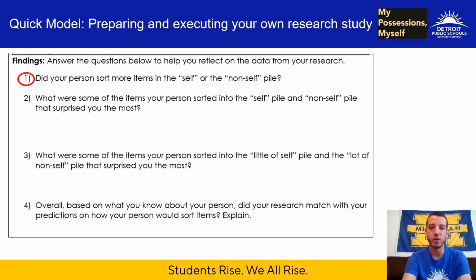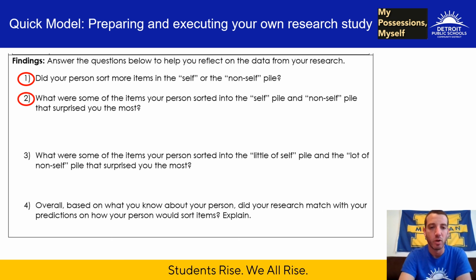So question 1 is, did your person sort more items into the self or the non-self pile? So this is where you're going to count. You're going to count how many they originally put in their self pile, how many they originally put in their non-self pile. If it's 16 and 16, you'll just write even, but I guarantee you'll probably have at least a majority in either the self or non-self pile.